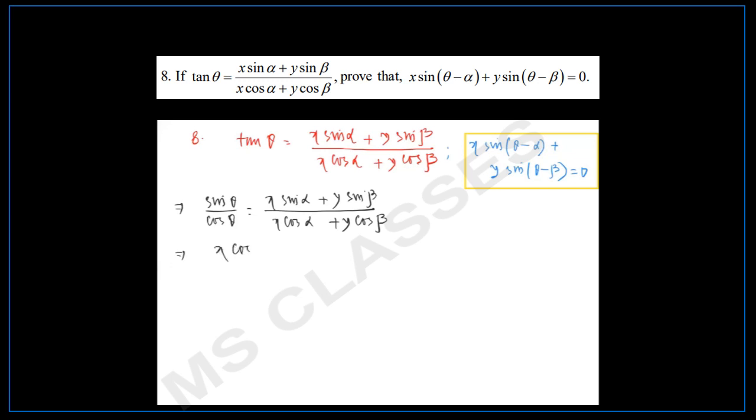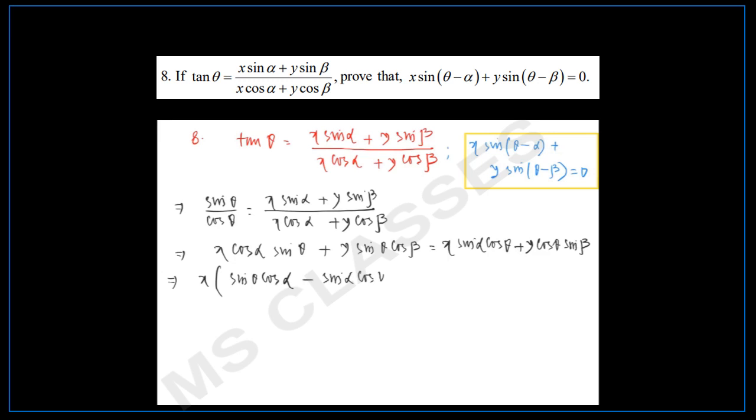X cos alpha sine theta plus y sine theta cos beta equal to x sine alpha cos theta plus y cos theta sine beta. Now isolate x and y. That means take all x together and all y together.